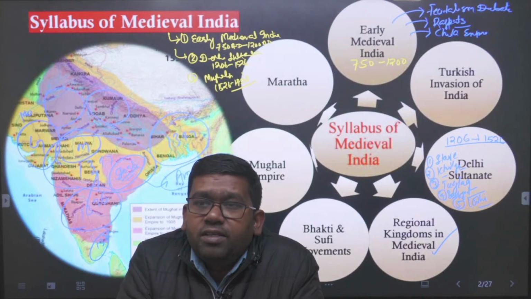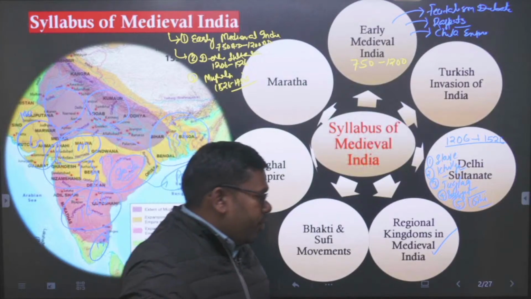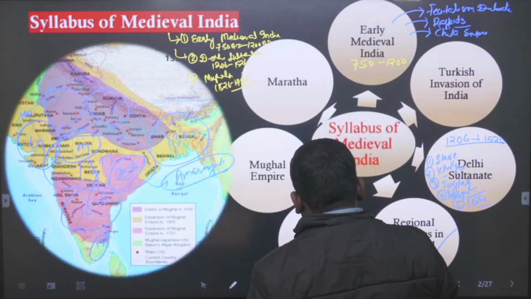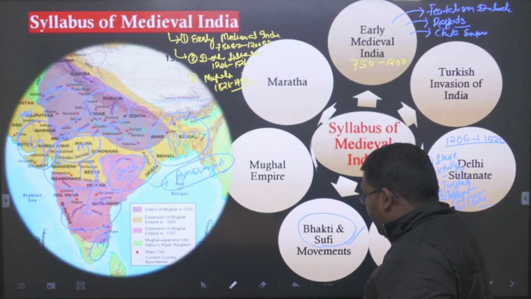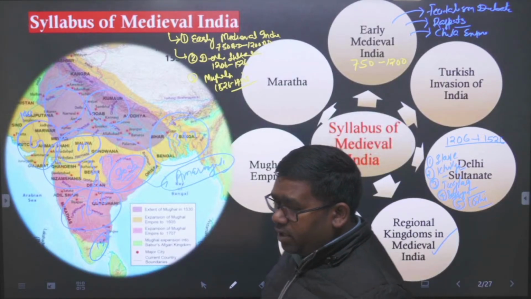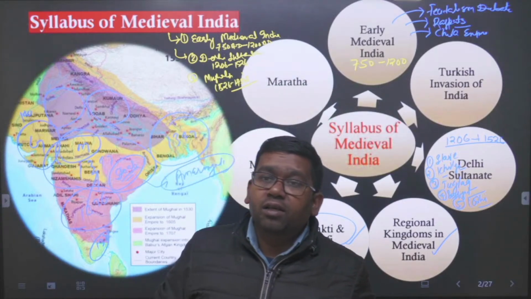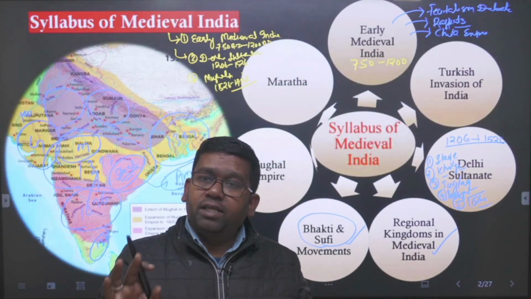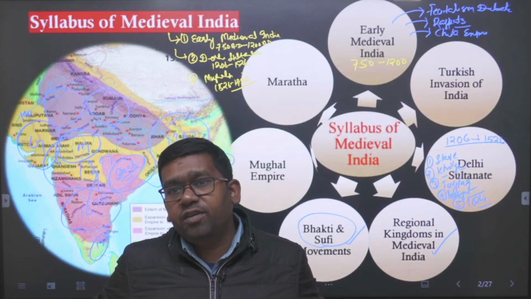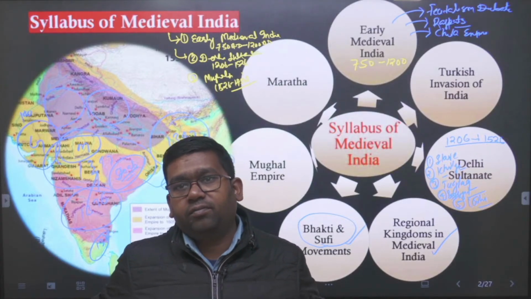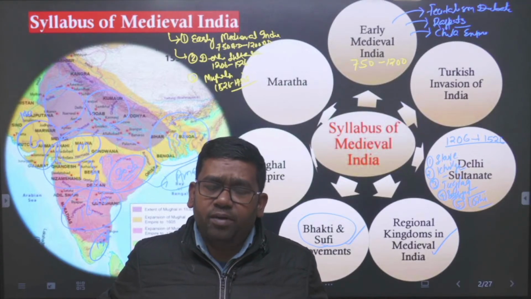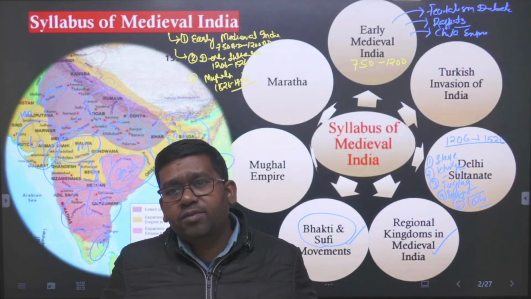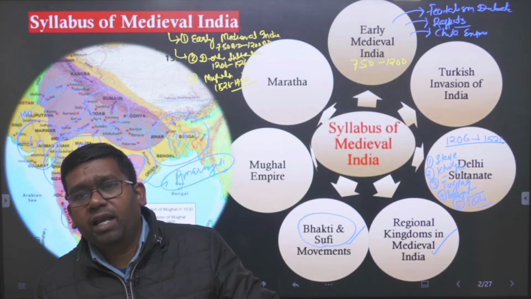Chapter 5 is simply the Bhakti and Sufi movement. There are 2 types of movement. This is a socio-religious reform movement, and the main purpose of the Bhakti and Sufi movements was to act against orthodoxy in Islam or Hinduism. Sufism was related to bringing liberal ideas among Muslims, and the Bhakti movement was for bringing liberal ideas among Hindus.